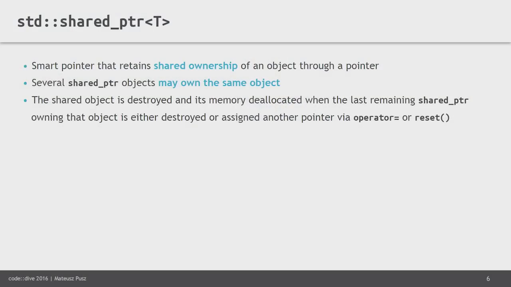Shared pointer is a smart pointer that provides us the shared semantics. And that means that the object may be managed by more than one shared pointer. It's being shared through our application. And as it is a RAII tool, the shared object is destroyed together with the last shared pointer instance going out of scope or being assigned to.